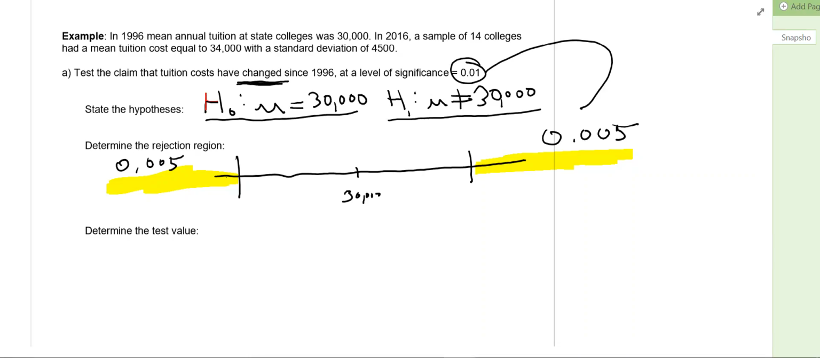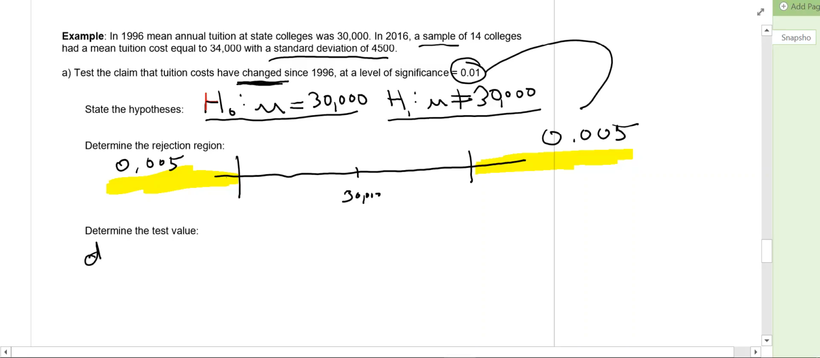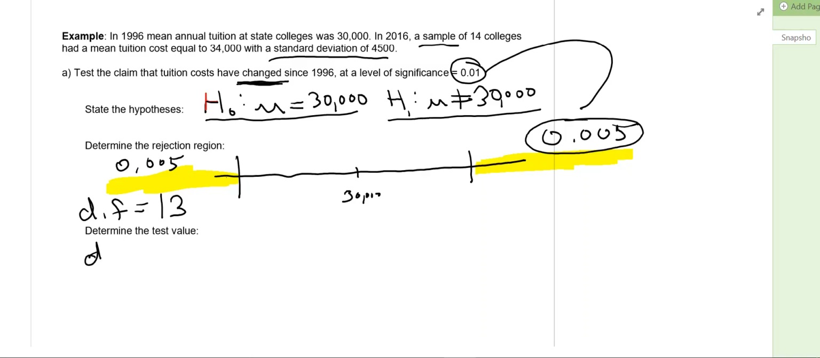Now, I took a sample. I have the sample standard deviation. Since I have the sample standard deviation, I will be working with a t-score, okay? So my degrees of freedom in this particular problem is going to be 14 minus 1, which is 13. I'm going to be looking up an alpha divided by 2 value of 0.005. You go find that in the table and then come right back.